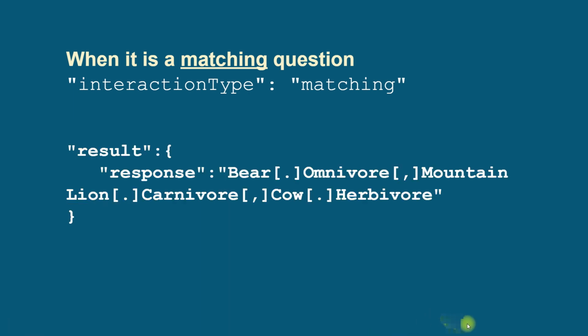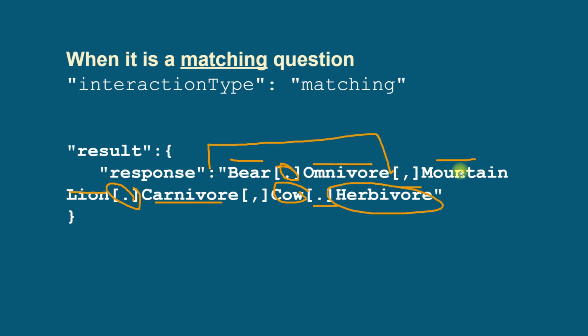All right, here we have a matching question, and this one's asking about different types of animals, it looks. We've got bear matches to omnivore, mountain lion matches to carnivore, and cow matches to herbivore. And each one of those pairs is delimited from the others by this three-character set.